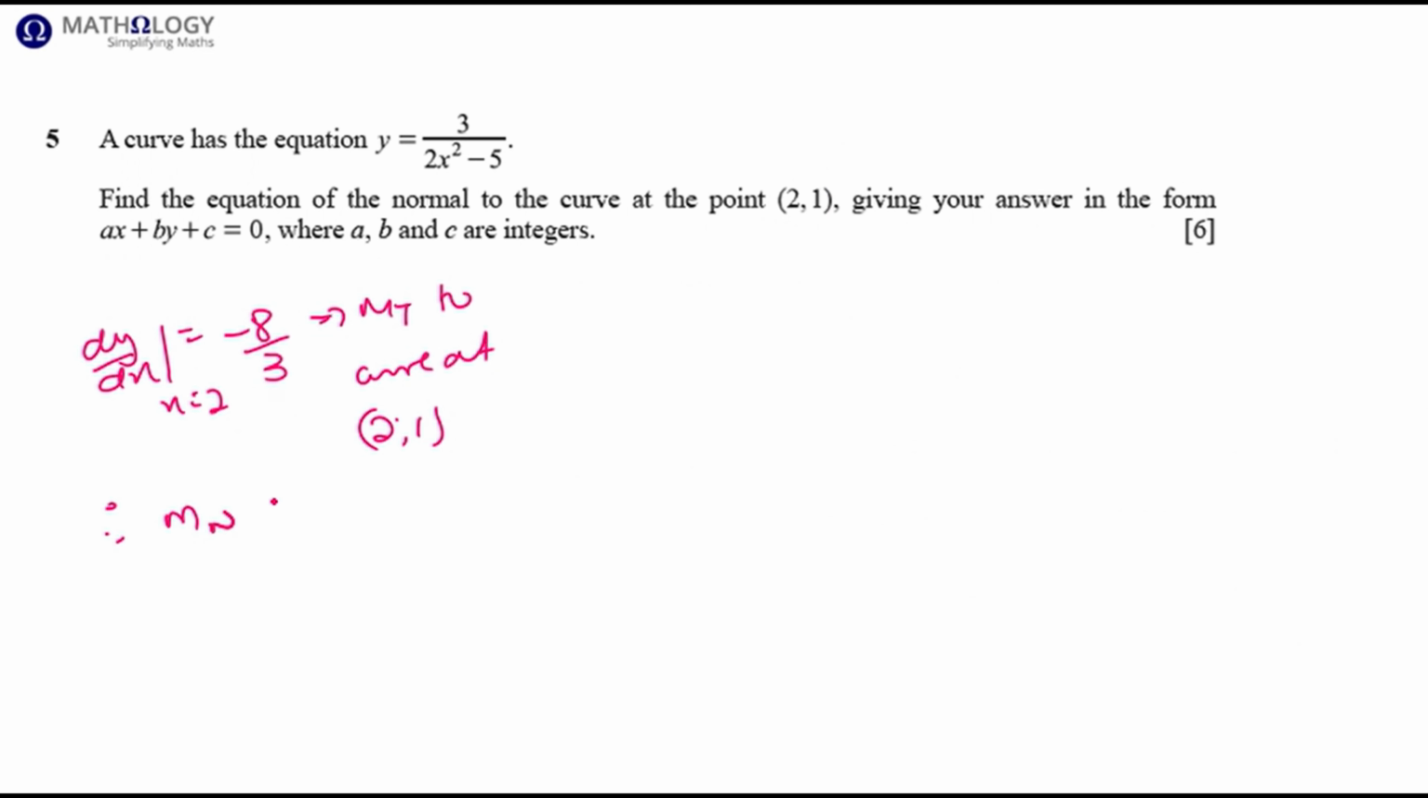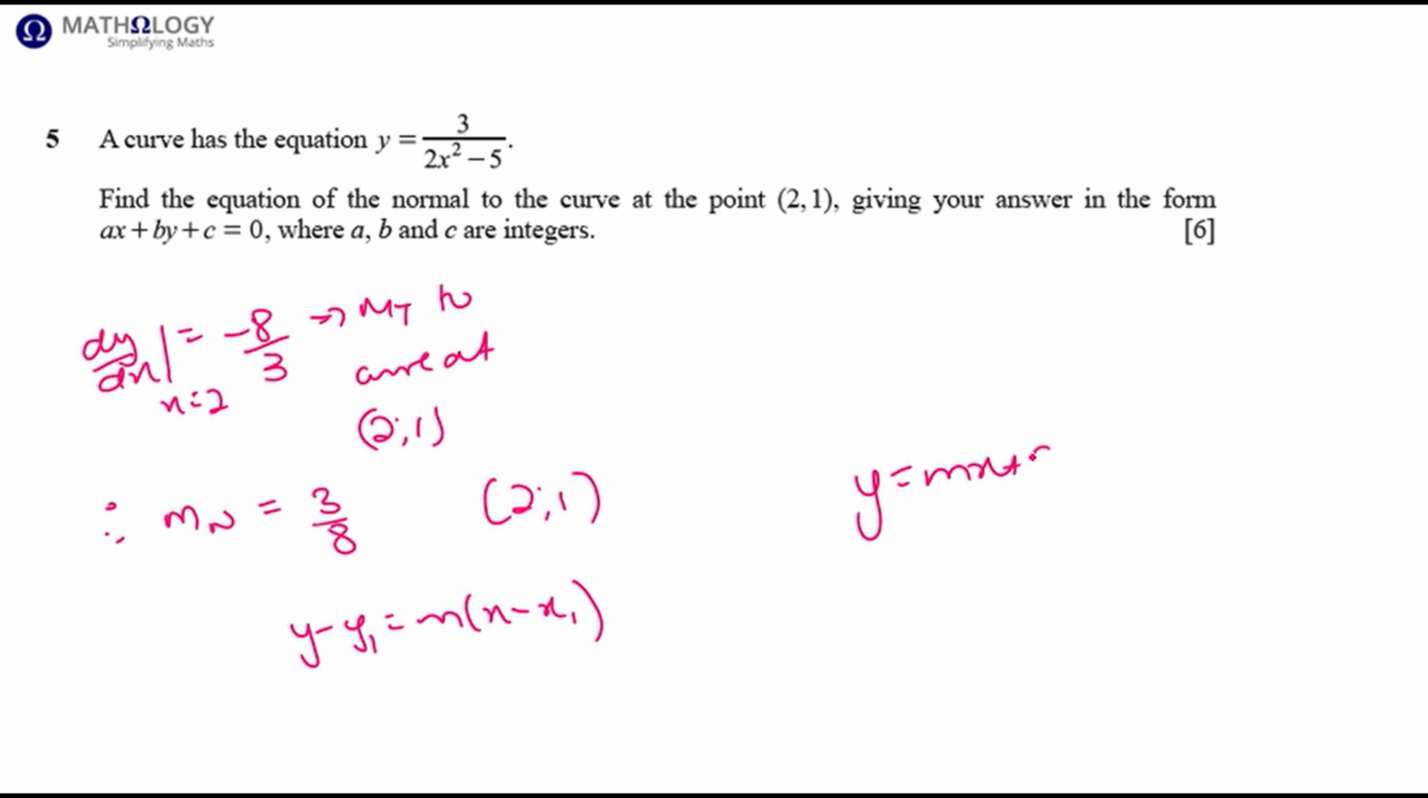Therefore, the gradient of the normal to the curve at this point will be the reciprocal of the gradient of the tangent with opposite signs. The gradient of the normal will be 3 over 8. We have the point of contact, which is 2, 1, so we can now determine the equation of the normal. y minus y1 equals m times x minus x1. You can also use y equals mx plus c if you prefer. You'll get the same equation regardless of which method you choose to use. So y minus 1 equals 3 over 8 times x minus 2.